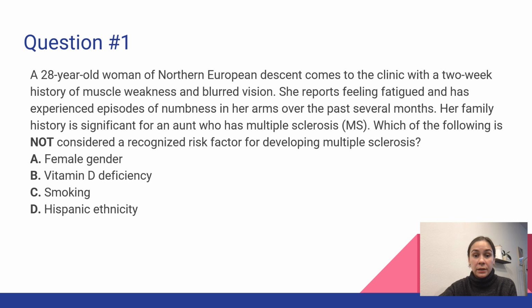For question 1, a 28-year-old woman of Northern European descent comes to the clinic with a 2-week history of muscle weakness and blurred vision. She reports feeling fatigued and has experienced episodes of numbness in her arms over the past several months. Her family history is significant for an aunt who has multiple sclerosis. Which of the following is not considered a recognized risk factor for developing multiple sclerosis? A, female gender, B, vitamin D deficiency, C, smoking, or D, Hispanic ethnicity?